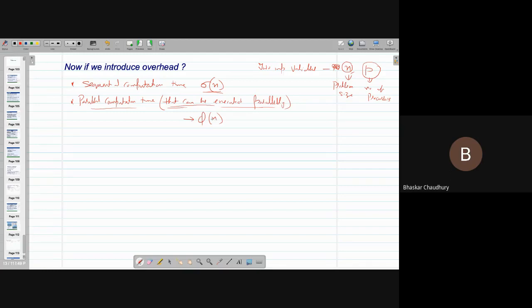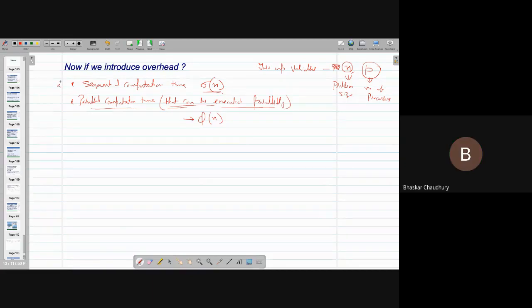Because p is not coming into the picture till now. I'm just saying that parallel computation means that part can be executed in parallel. Whether I'm really doing it in parallel, I'm not asking that. I'm saying parallel computation time means the time which will go into the part which can be executed in parallel. This part is clear to all of you? Yes, sir.